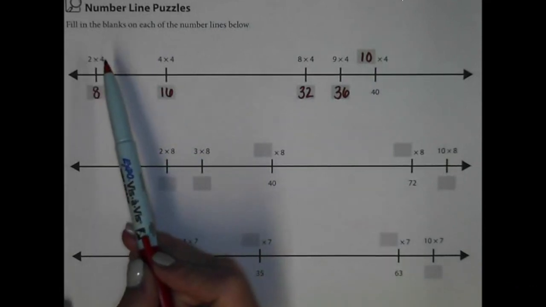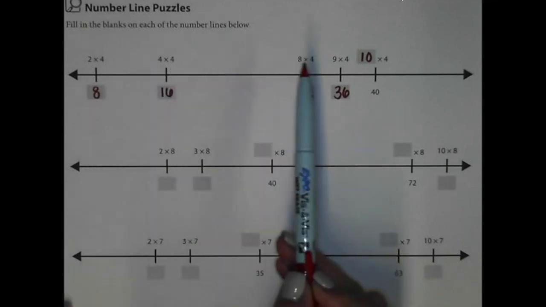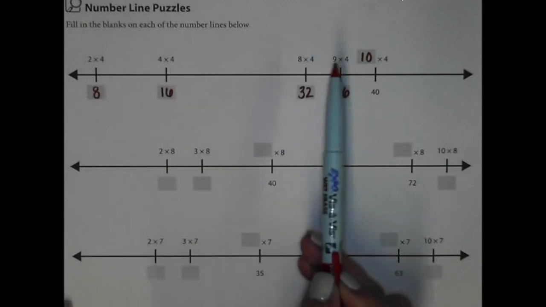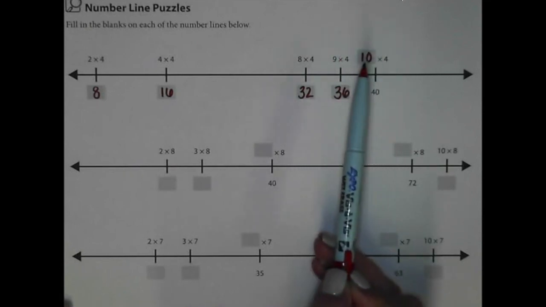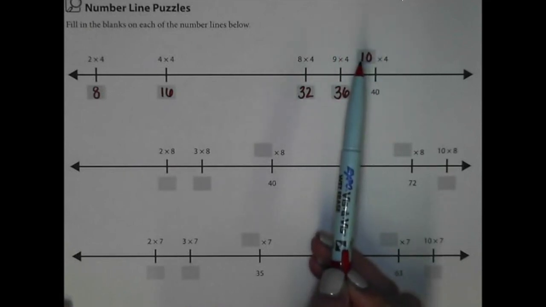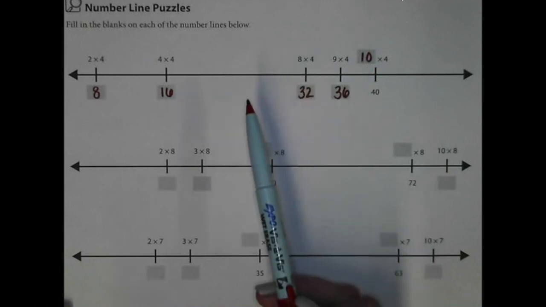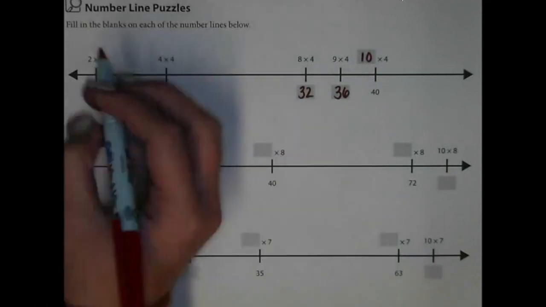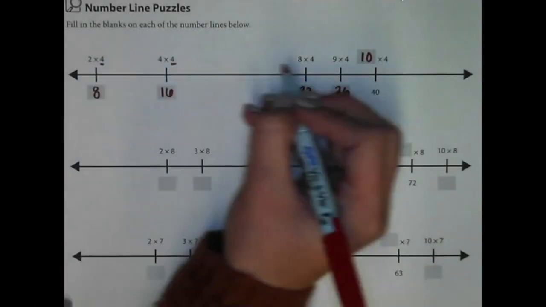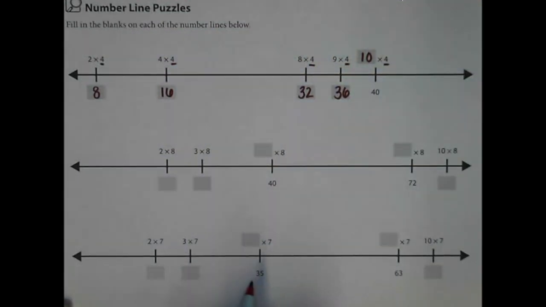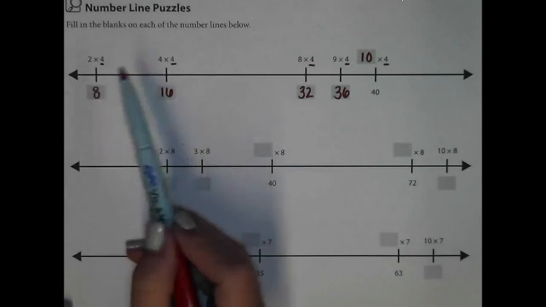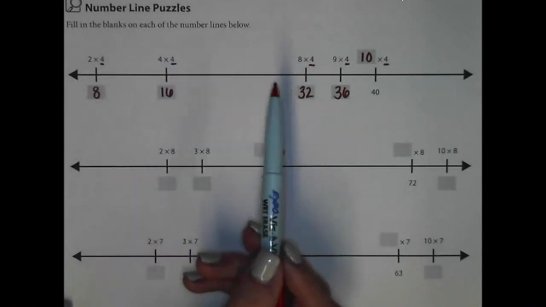Let's look at this first line that we did in class today. We had 2 times 4, 4 times 4, then we jumped to 8 times 4, to 9 times 4, and then this was something times 4, and you guys told me that that was 10. When we looked at it, the first thing we looked at to see was the common number, and you guys pointed out that all of my multiplication sentences had 4 as one of the factors. So you told me that the jumps I was making had to be jumps of 4.